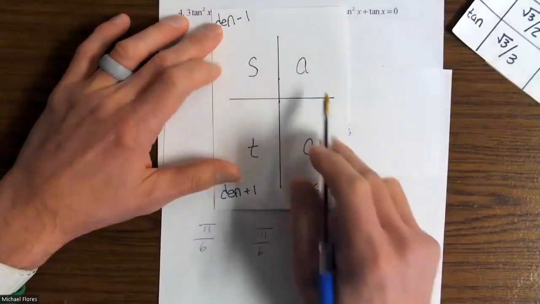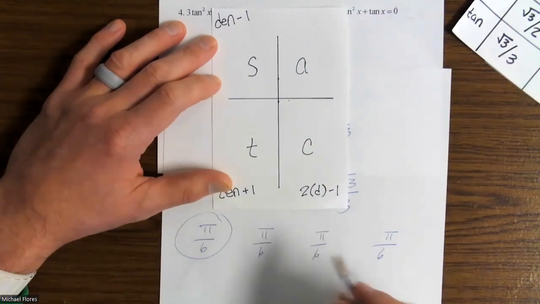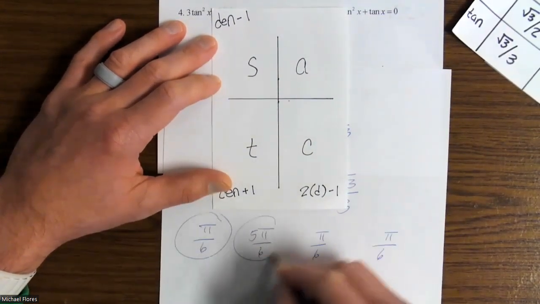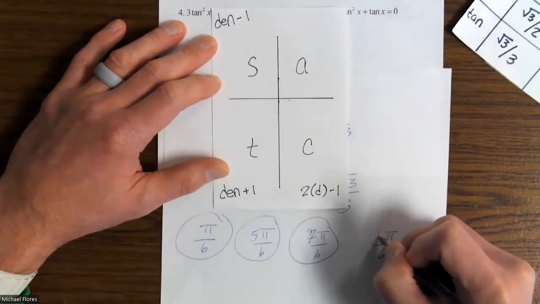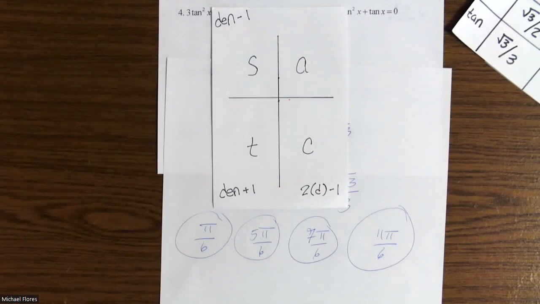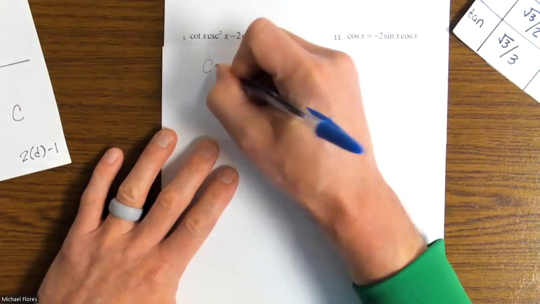Okay, here all values are positive. That takes care of the pi over 6. In quadrant 2, the numerator is 1 less. In quadrant 3, the numerator is 1 greater. And in quadrant 4, the numerator is twice the denominator, subtract 1. Example 5, let's start by factoring out a cotangent.